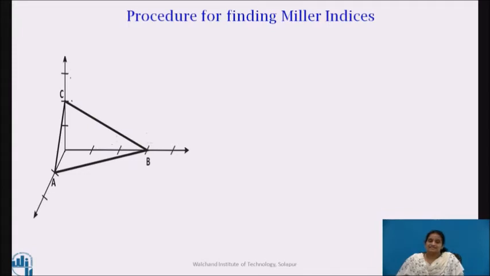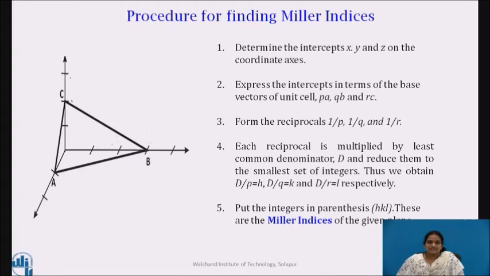To find out the Miller indices, let us choose a set of given planes as shown in the figure here. Let OX, OY and OZ be the positive directions of the axes along the three edges of the unit cell. Consider a plane ABC oriented with respect to the coordinate axes and which intercepts the x, y and z coordinates at distances OA, OB and OC respectively. Now the stepwise procedure is: determine the intercepts x, y and z on the coordinate axes.